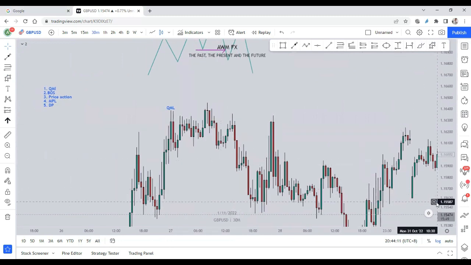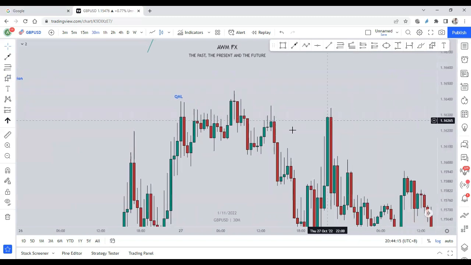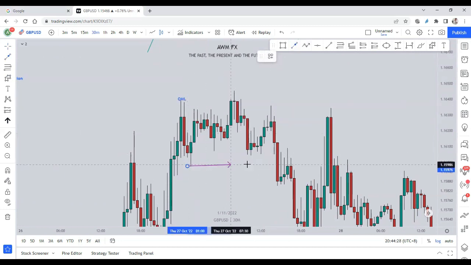Now, this is where a lot of people will get confused. I need to be clear with you. You need to know how to read the structure. So this is my QML, and if this is the QML, this is the break of structure. And what happens with all this movement right inside? This is actually insignificant for the QML structure.